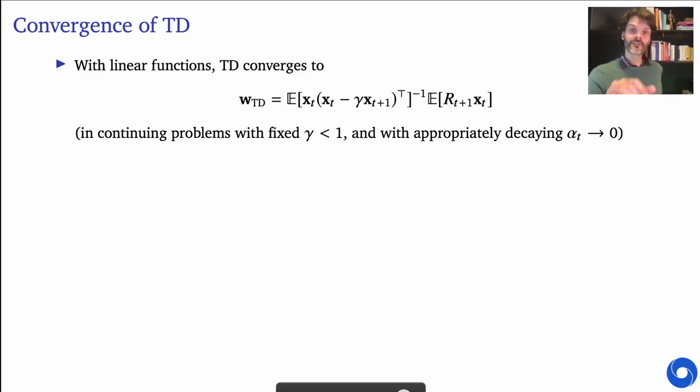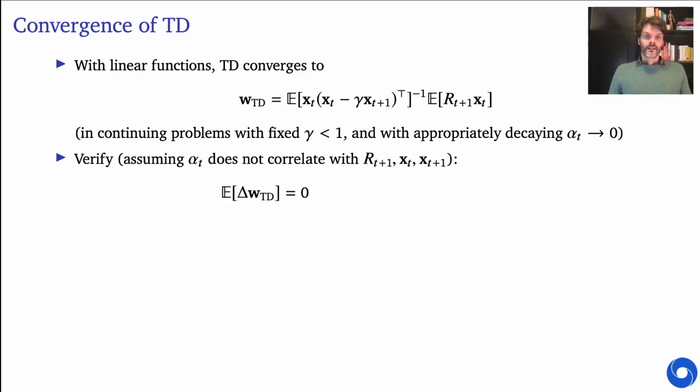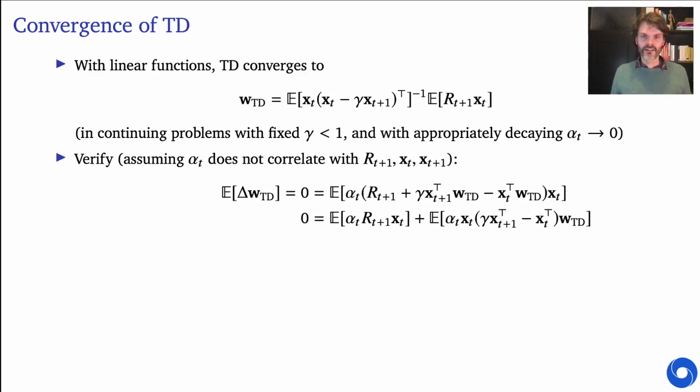So this is a different fixed point. It doesn't just look different. It typically actually is different from the Monte Carlo fixed point. So now we're going to verify again, as we did for the Monte Carlo case, that this is indeed the fixed point. So we're going to consider the TD update, and we're going to assume that the expected update is 0, where the expected update is given as this. This is similar to what we were doing for Monte Carlo. So we're basically just considering the update, and we're saying, oh, when is this update 0? And then we're just going to manipulate it in a similar way.